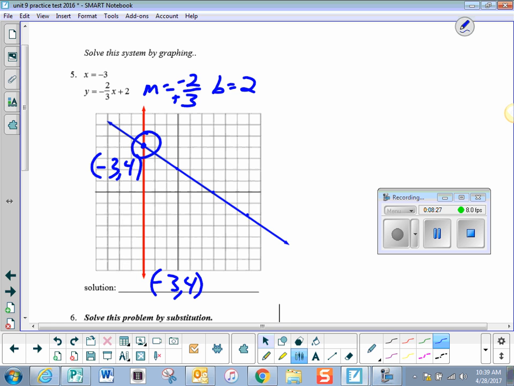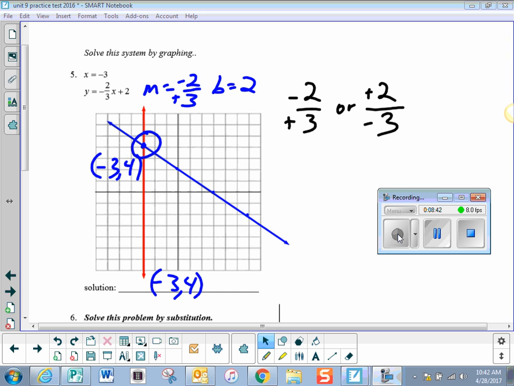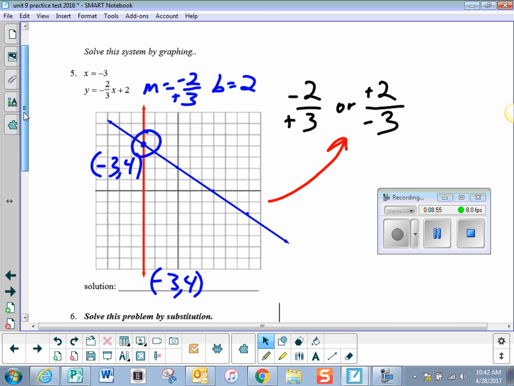Okay? Does that work for both? X equals negative 3? Yep. Does 4 equal negative 2/3 times negative 3, which is 2 plus 2? Yes. I'm going to pause right now so you can write that down. Moving on, this was a little clarification for somebody about slope and which number is negative and positive when the slope is negative. And we can see there's 2 variations.